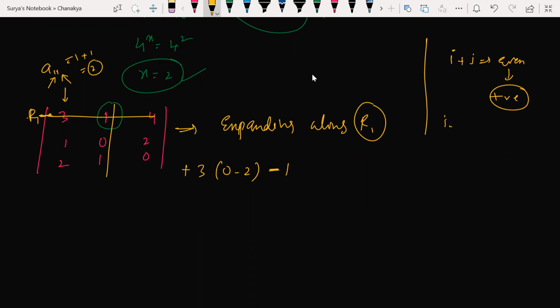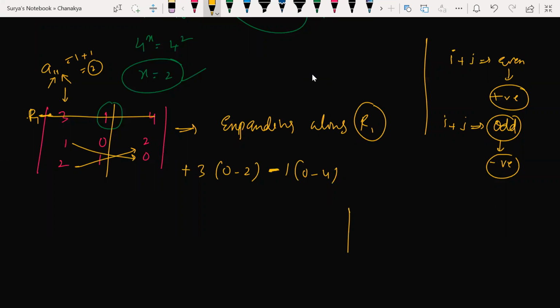Whenever the sum of the suffixes is odd, you always write that entry with a negative sign, correct? The position of that entry called 1 is A12. A12 is the sum of suffixes giving me an odd number, so I'm writing minus here. So now look at it here: 1 into 0, 0, minus 2 into 2, which is 4.